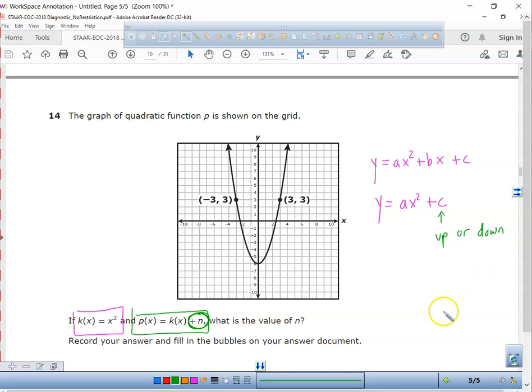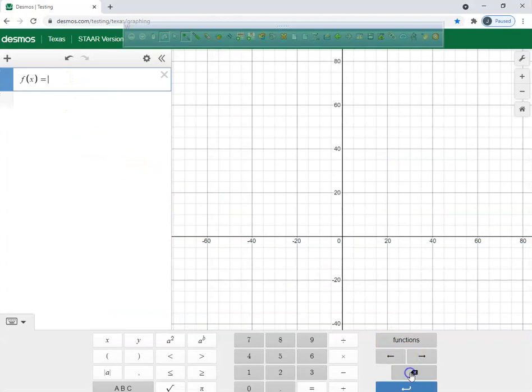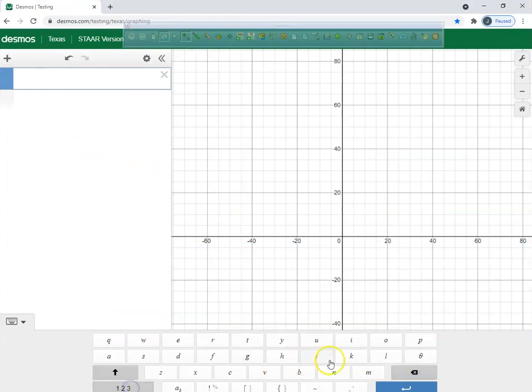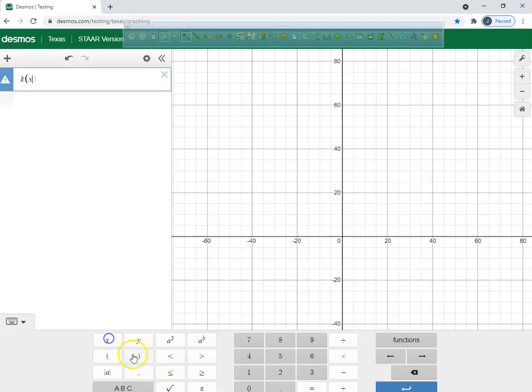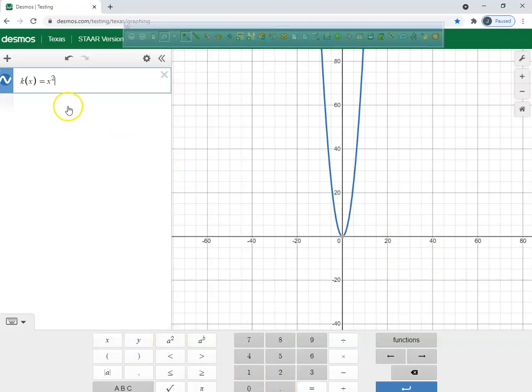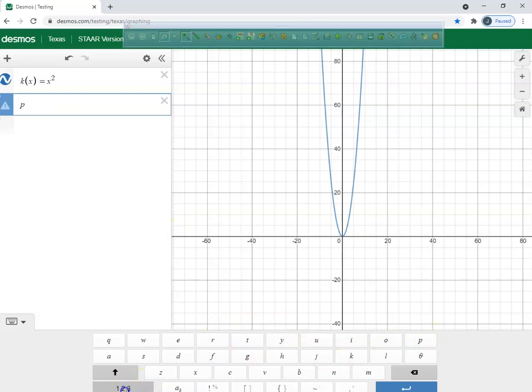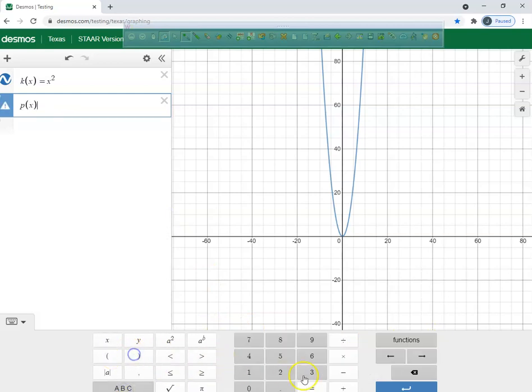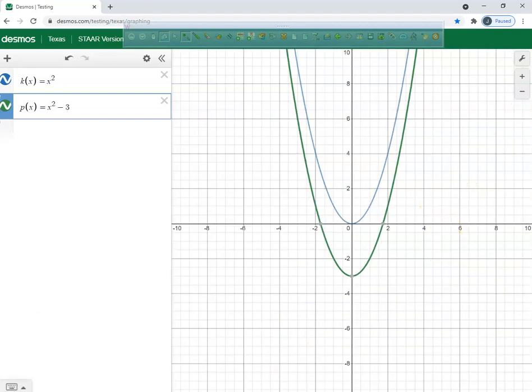Okay? So right now, it says K of x is equal to x squared. So I dare you right now, in Desmos, just type it in. See if it will graph it. It didn't say f of x, it says K of x equals x squared. It graphs it. Now, I'm going to tell you what P of x is and see if this makes sense to you. All right? P of x equals x squared minus, I think it's going to be minus 3. I'm going to hit the home button. All right, let me go back to our page.